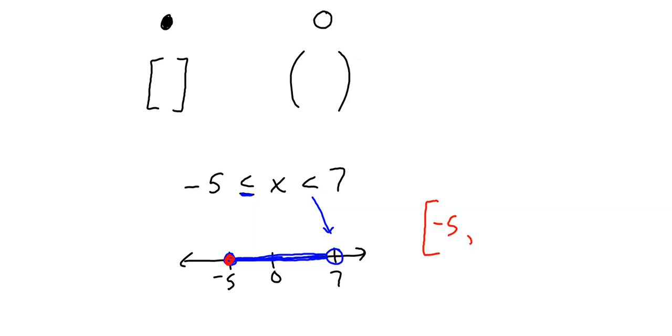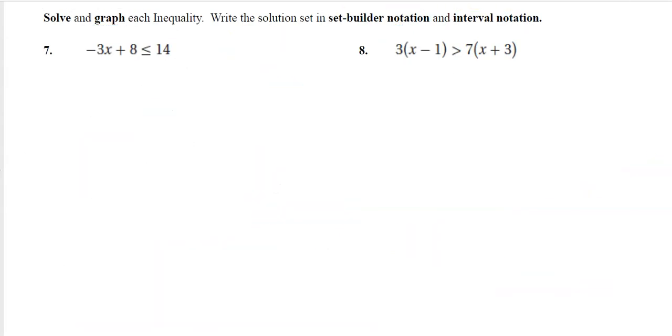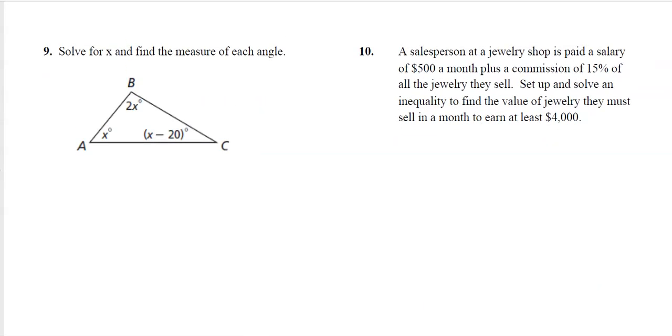And then I would have a soft stop on the right side because it's 7. So hopefully that cleared things up a little bit for you. Keep on going. We got a couple story problems to finish this thing up. A little geometry from number 9.